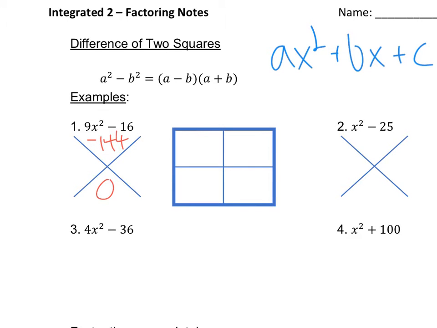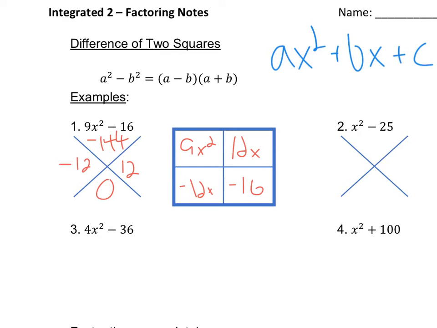We are multiplying to a negative 144, so that means one of my terms has to be negative and the other one has to be positive. So what multiplies to negative 144 and adds to 0? 12 and negative 12. So we put this into our box, and I get 9x squared there, negative 16 here, and then negative 12x and 12x.